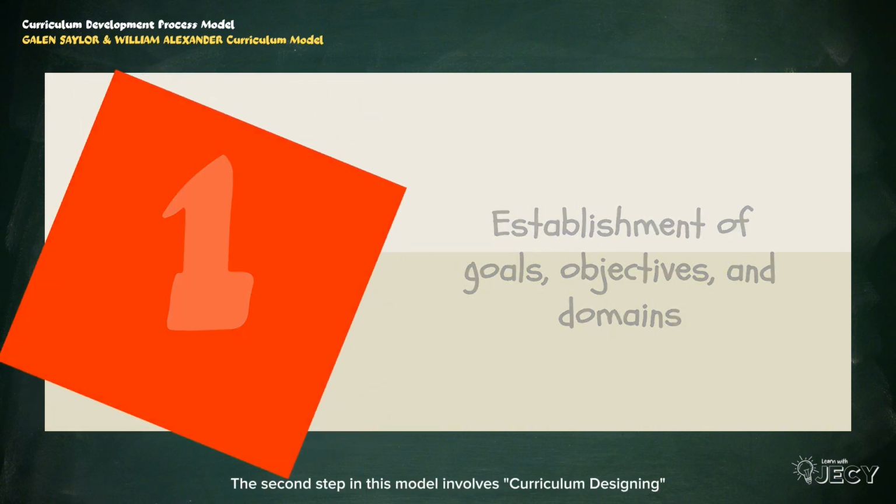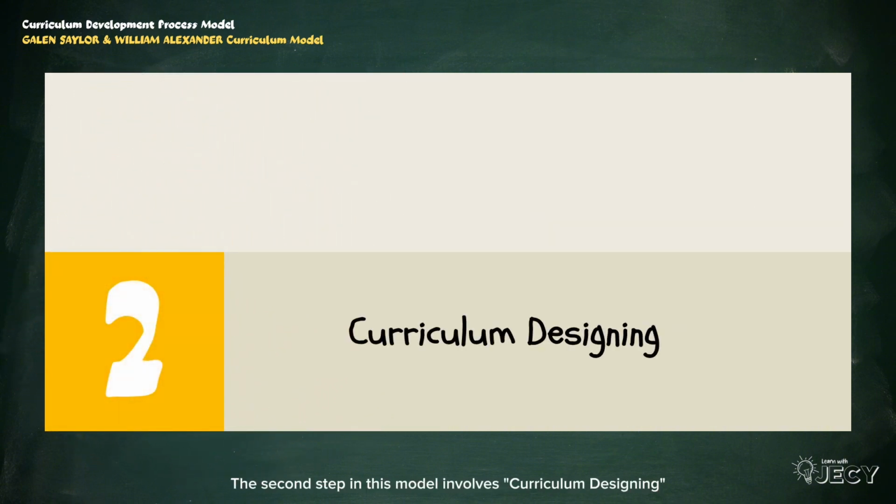The second step in this model involves curriculum designing. This step focuses on the actual design and development of the curriculum based on the goals, objectives, and domains established in the first step. Curriculum designing encompasses various elements such as content selection, organization, sequencing, instructional strategies, resources, and assessment methods. Let's break down the step and provide an example to illustrate each aspect.